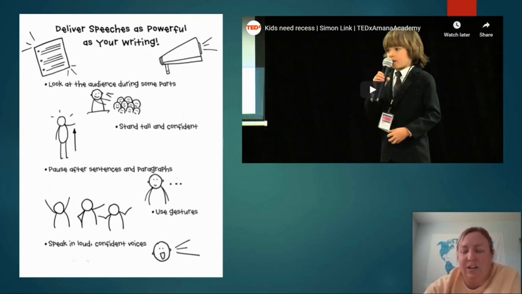They can just clearly hear the message and that it sounds like you're very passionate and feel strongly about that. So one of the things is making sure you're looking at the audience during some of the parts. So you don't want to stand or spend the entire time reading from your speech. You want to make sure that you're looking up and making eye contact with the people that you're talking with.